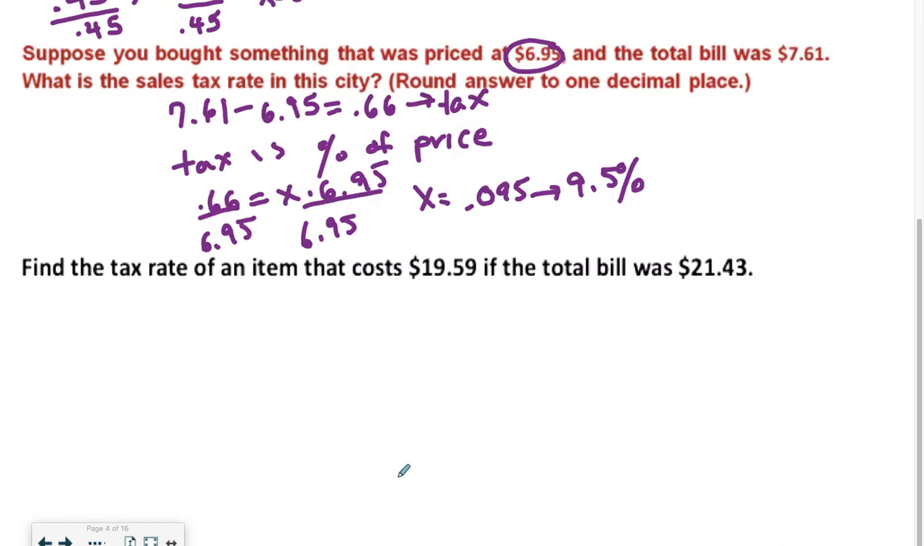So here's another example for you to try. Find the tax rate on an item that costs $19.59 if the bill was $21.43. So we want to find the amount that the tax is. And that's going to give us $2.84. Was it $19.59 or $18? Let me just check that with my calculator. So $21.43 minus $19.59, $1.84.